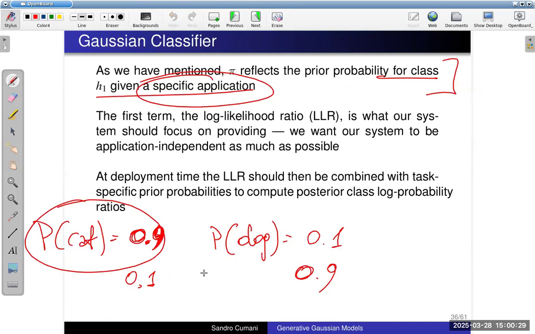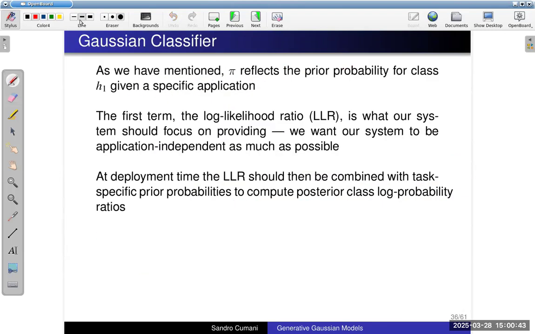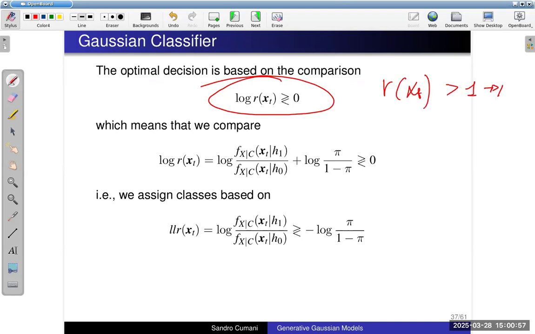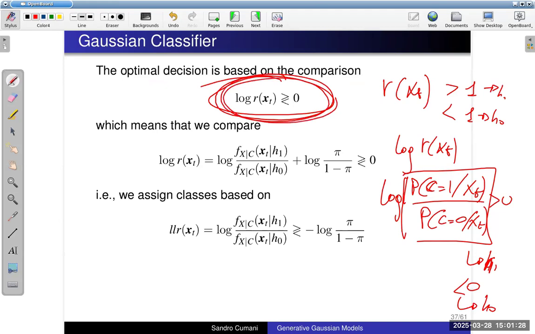The other term is what our classifier should focus on producing. So what we would like our classifier to give. If our classifier gives that term, then we can easily combine it with prior log odds. We can even make a further step to show how these two depend. The decision was based on what? We said that the decision was if the ratio was greater than 1, assign class 1. If the ratio was smaller, assign class 0. When we move to the log, remember this is the log of the class posterior probabilities. If this is greater than 0, then it means that this fraction is larger than 1. So class 1 has a larger probability, we'll assign class 1. If this is smaller than 0, then we will assign class H0. So essentially our decision corresponds to comparing the log posterior ratio with 0.